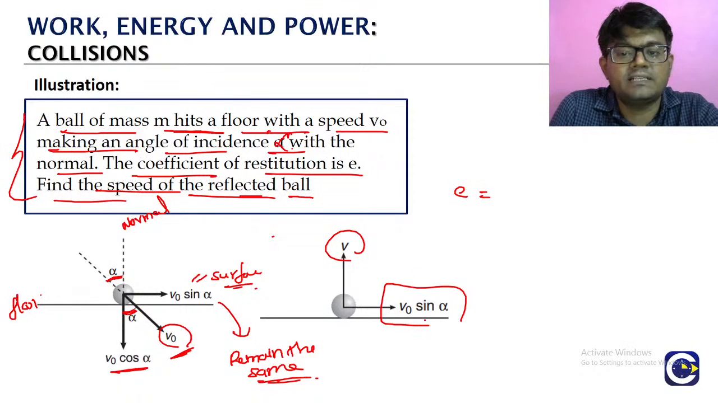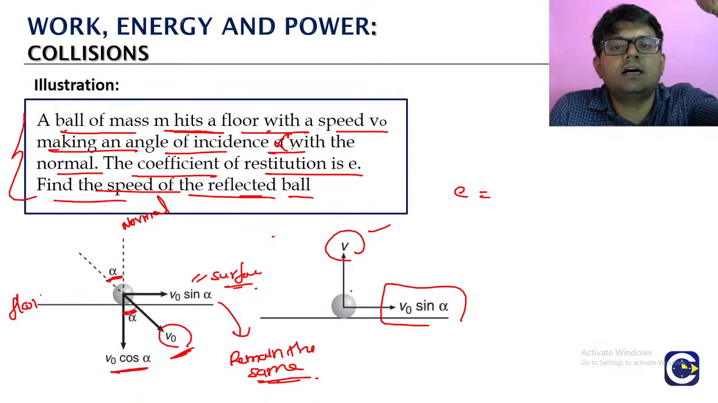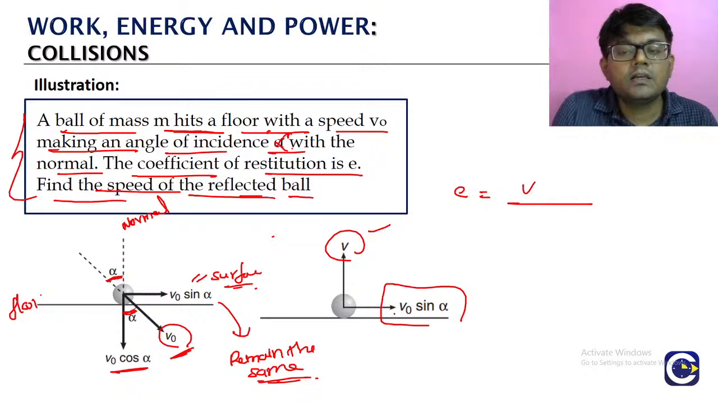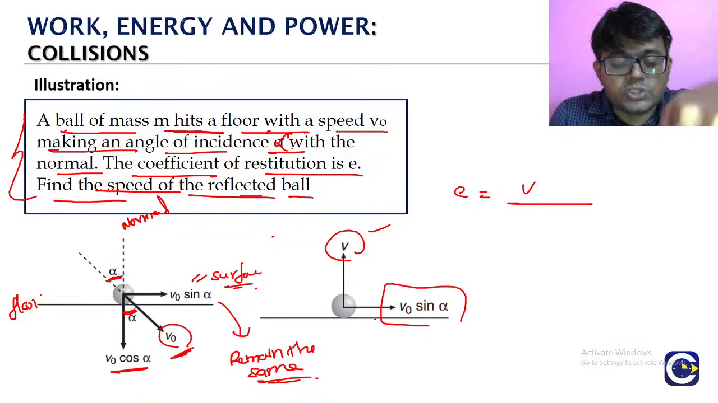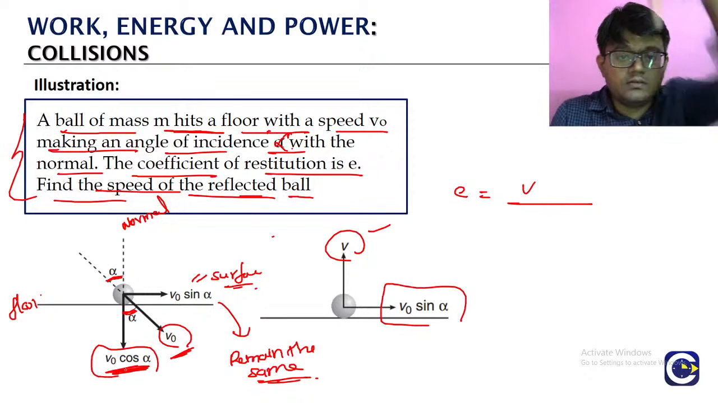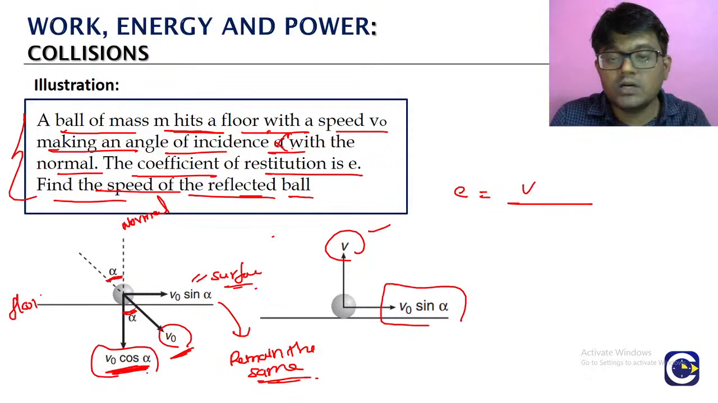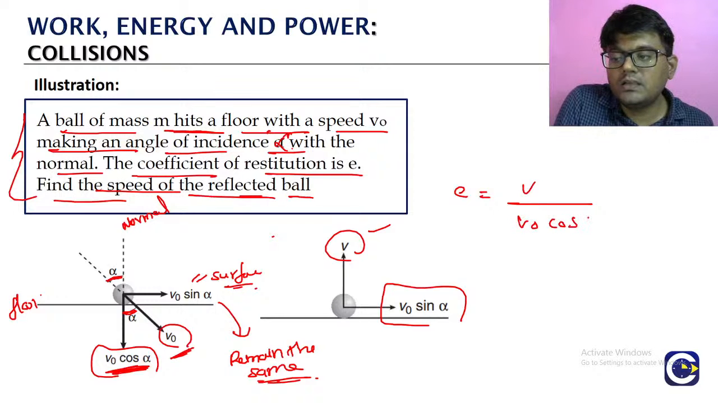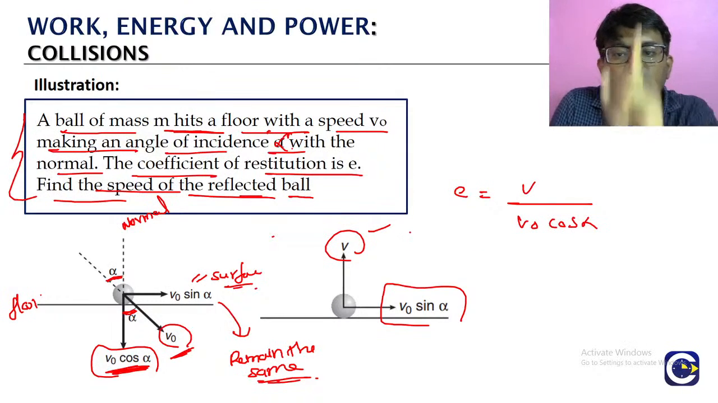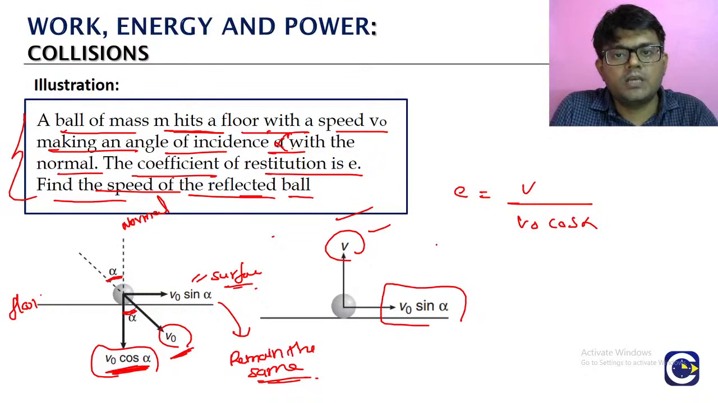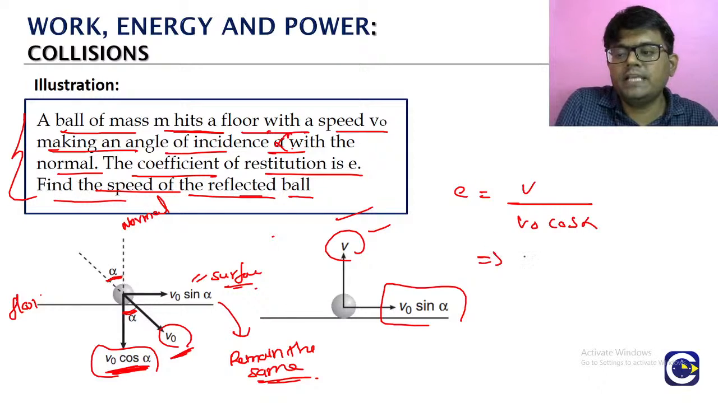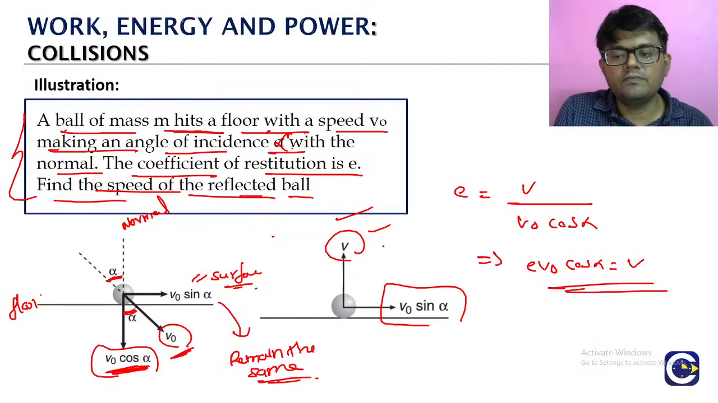Here the floor is remaining as it is, right? By what velocity is the ball separating from the floor along the normal line? V. Divided by the relative velocity of approach along the normal line. What is the velocity with which it is approaching? V naught cos alpha, right? So E is equal to V, the relative velocity of separation along the normal line, divided by V naught cos alpha, the relative velocity of approach before the collision along that normal line. So if you rearrange, E times V naught times cos alpha is equal to V. That's it. We get the V value.